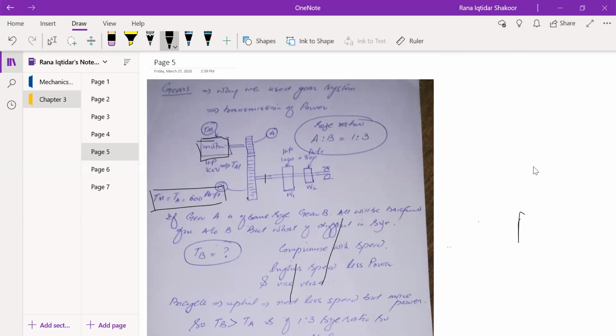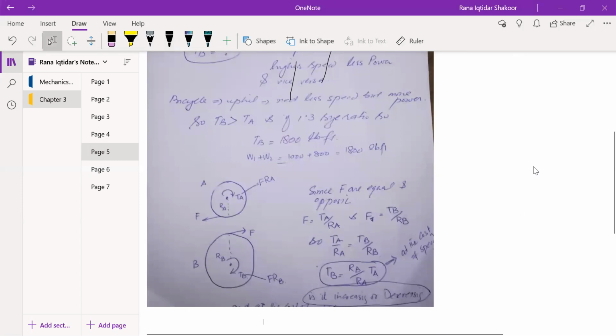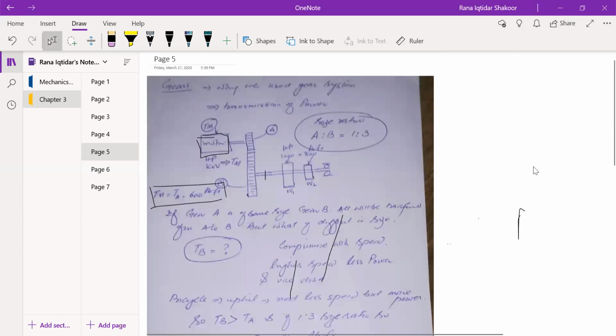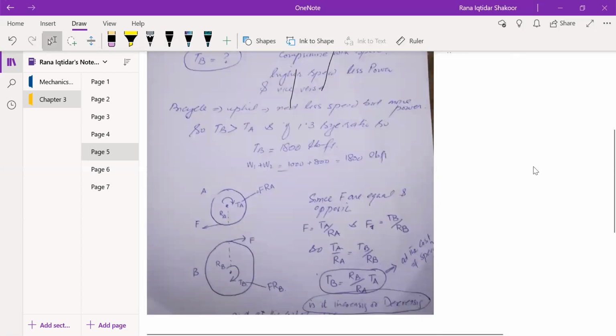So this total torque that is being produced by this gear B, that was obviously 1800 pound-feet, is now being utilized by wheel 1 and by wheel 2, and the sum of wheel 1 and wheel 2 torque will be 1800 over here, right? So now we come to another point over here.